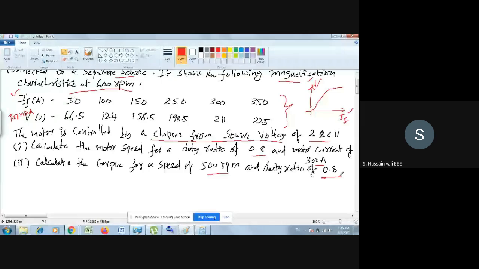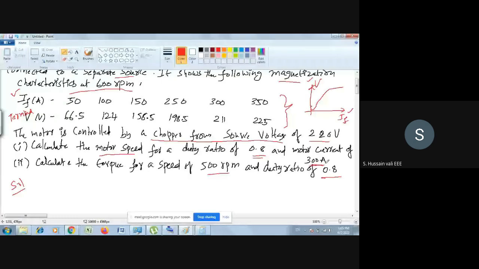What you must understand here is that he has given in the data the ratings of the DC series motor. Second thing is that he has given the data for the magnetization characteristics. So these two data he has given. Then he is asking some questions. It is always better that the solution always starts with the question. What is the question he is asking? He is asking the motor speed for a duty ratio of 0.8 and a current of 300 ampere.